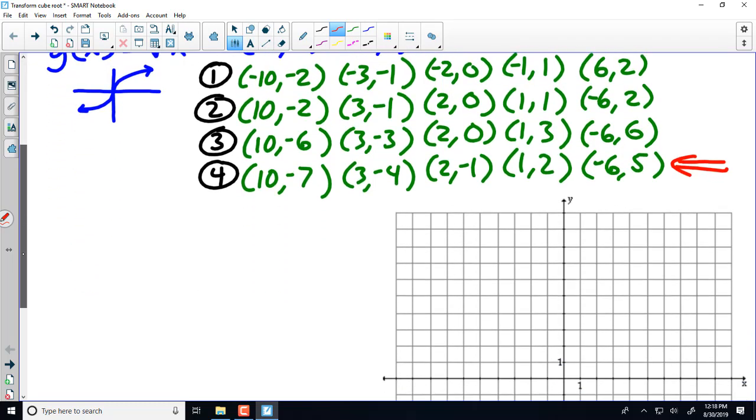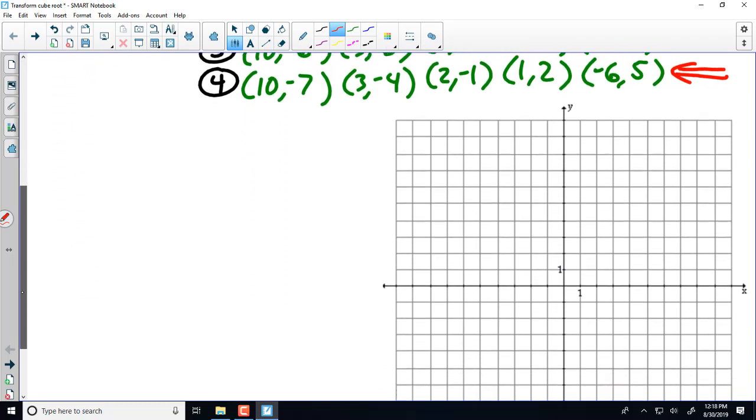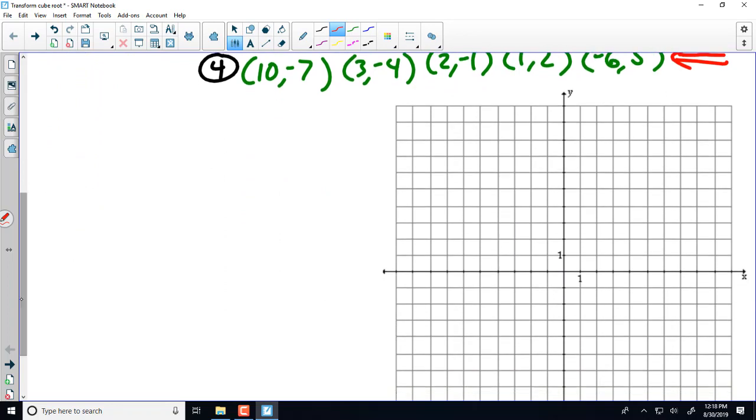So scroll down here so we can see our graph, get our ordered pairs up there. (10, -7) is going to be my first ordered pair. All right. So 10's all the way to the right here. 1, 2, 3, 4, 5, 6, 7. Wow, way down there. Okay, (3, -4). 1, 2, 3, down 4. (2, -1). Got it right there.